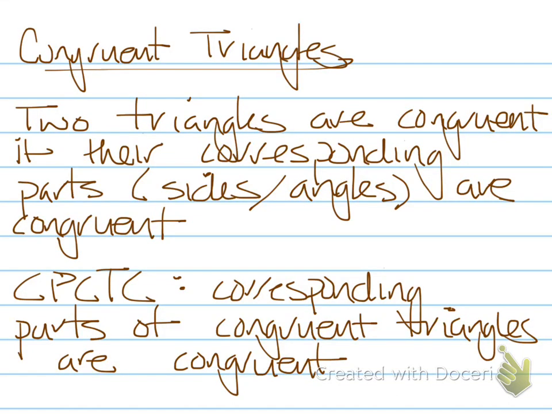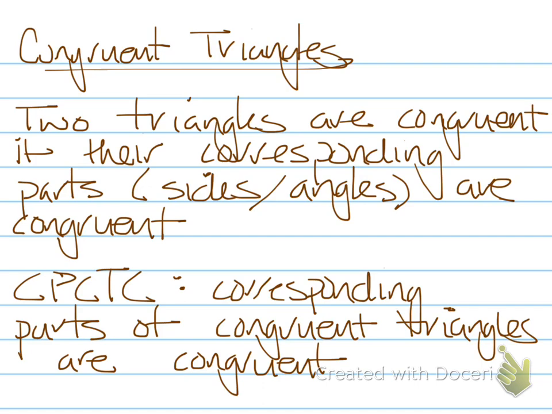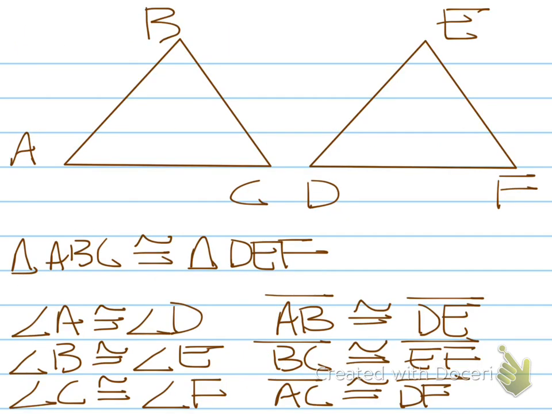All right, in this lesson we're going to be looking at congruent triangles. Two triangles are congruent if their corresponding parts, their sides and angles, are congruent. And there's an acronym for that, CPCTC, which says that corresponding parts of congruent triangles are congruent. We have these two triangles, ABC and DEF. They are congruent, so their corresponding parts are congruent.